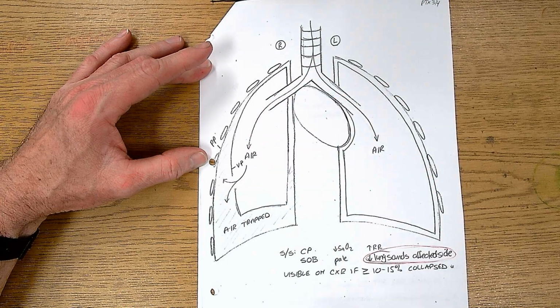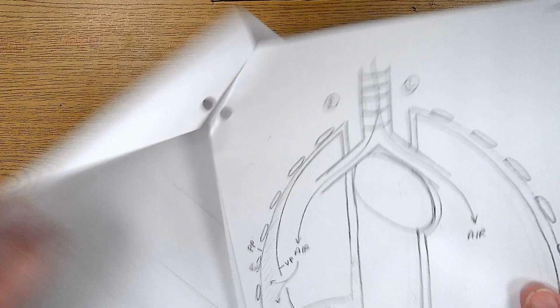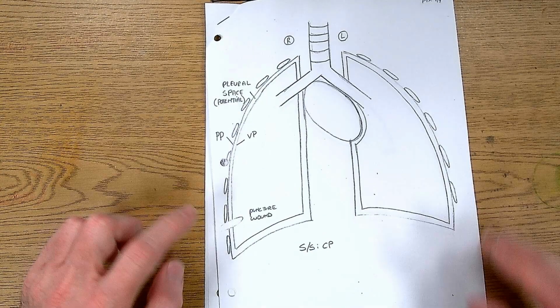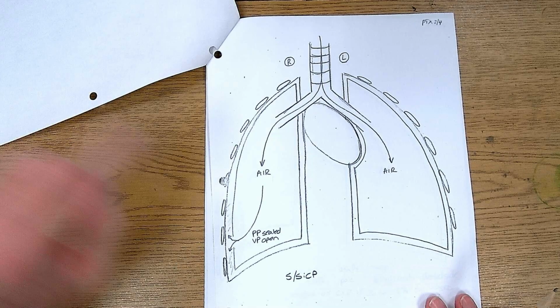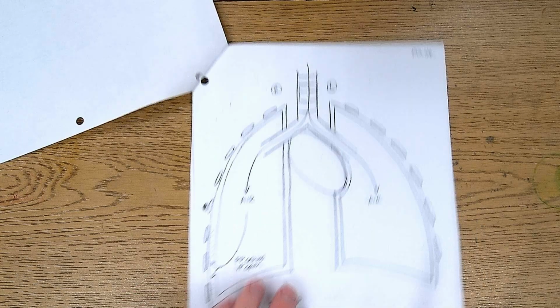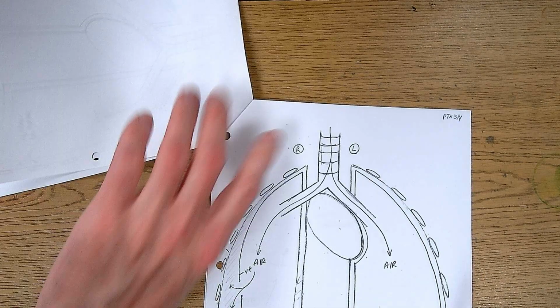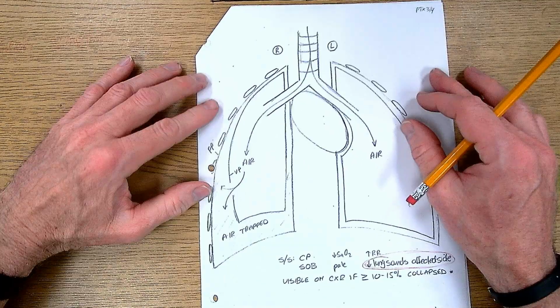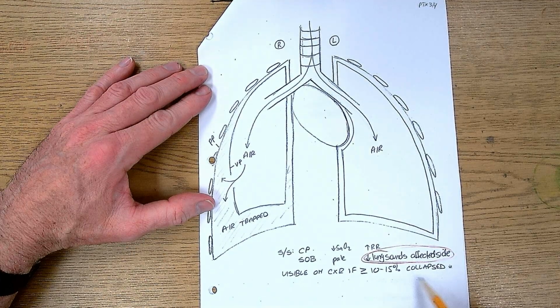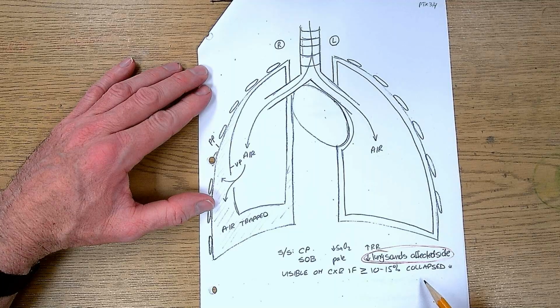Okay. Now, it's important that we constantly monitor our patient, because if we simply did a chest x-ray at the very beginning of the scenario, okay, here, or even here, we probably would not be able to see the collapsed lung. It takes about 10 to 15% of the lung to collapse in order to show up on a chest x-ray. Okay.